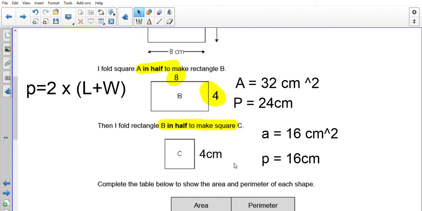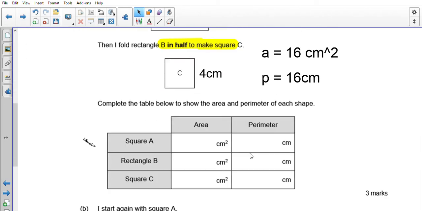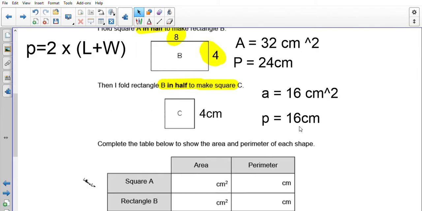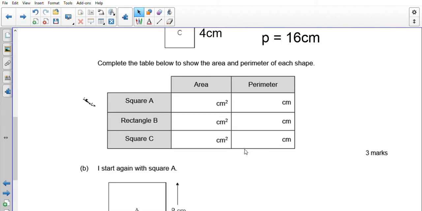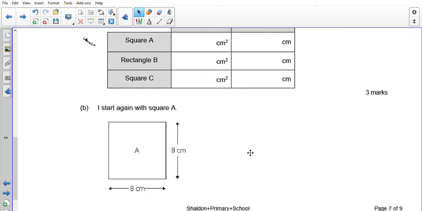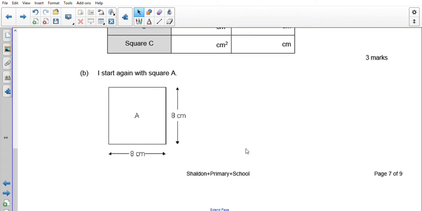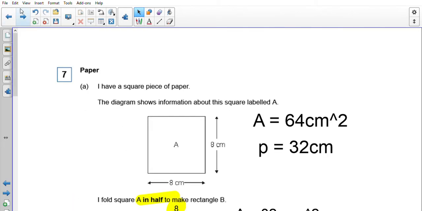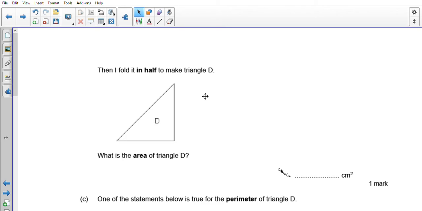Complete the table below to show the area and perimeter of each shape. Okay, there we go, already done. So I can just take all this information I've already annotated on the question, I can just drop that straight into there. I'll start again with square A, 8 times 8. Sorry, 8, 8. Let's look at the next part of the question. Then fold it in half to make triangle D. What is the area of triangle D?